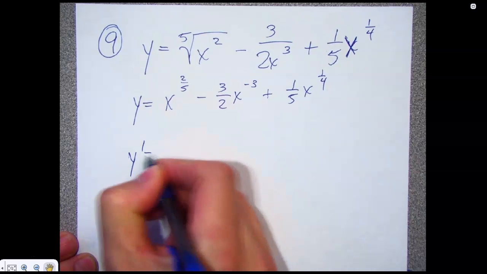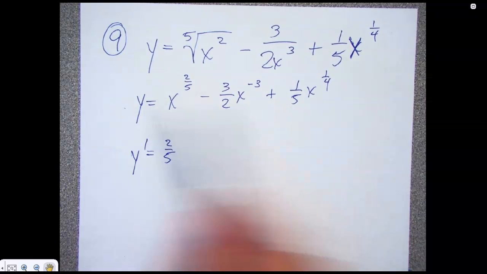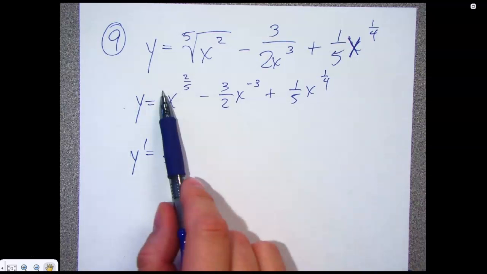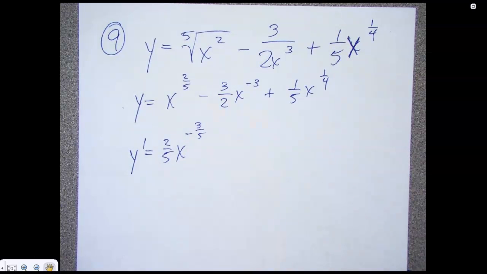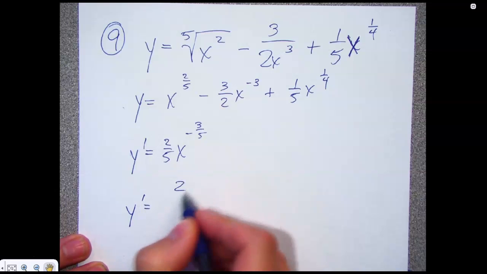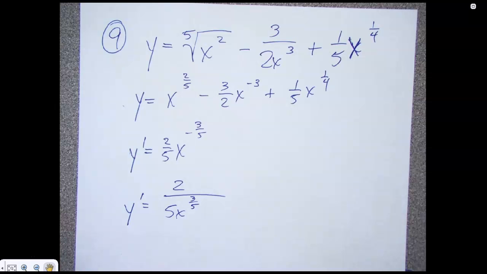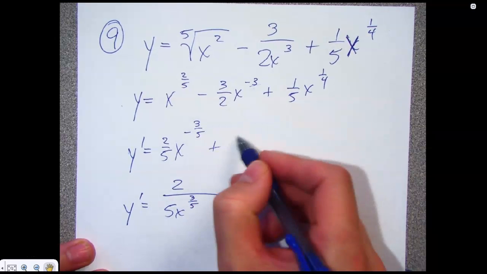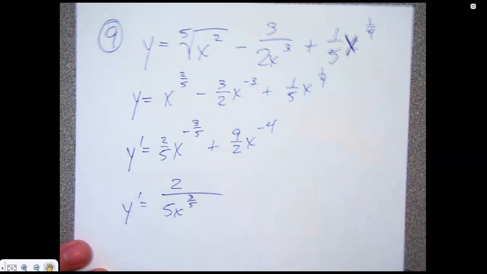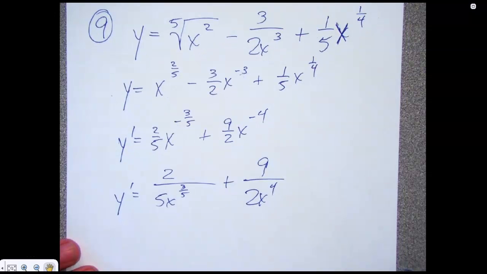So your derivative would be bring down this 2/5. Well, first of all, are there any questions on the rewrite? Okay. Bring down the 2/5, leave the x, reduce the power by 1 would give you negative 3/5. If I were going to rewrite that, it would be 2 on the top, 5 on the bottom, and then the x to the 3/5 on the bottom. You didn't have to, I'm just showing you. Negative 3 over 1 times negative 3 over 2 would be positive 9 over 2 x to the negative 4th. If I were going to rewrite that, it would be 9 over 2x to the 4th. Question on those first two terms.